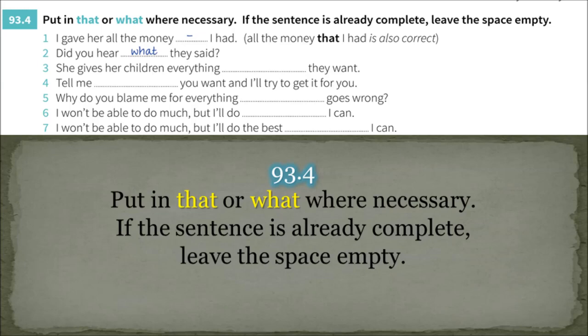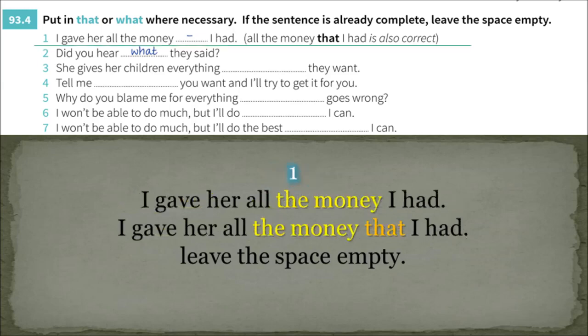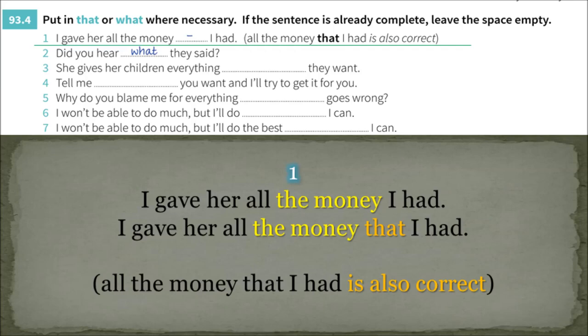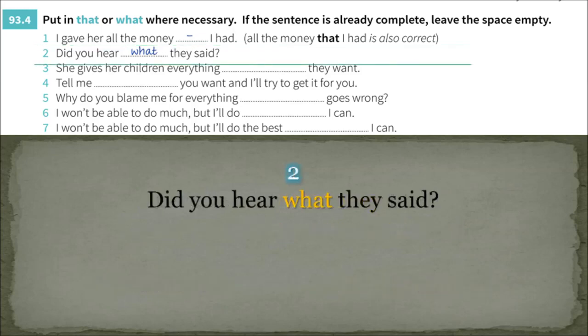93.4. Put in that or what where necessary. If the sentence is already complete, leave the space empty. I gave her all the money I had. I gave her all the money that I had. All the money that I had is also correct. Did you hear what they said?